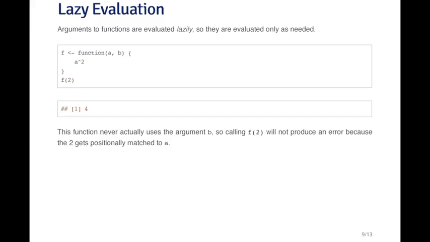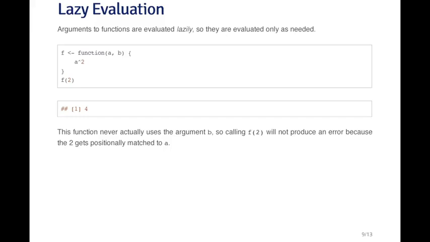So one of the key features of the R language is what's called lazy evaluation. Lazy evaluation is a common model in a variety of programming languages. And the way that it works is that all the arguments to a function are only evaluated as they're needed. So, for example, if you take a look at this function over here, you can see it takes two arguments, a and b. But the body of the function only does one thing. It takes a and squares it and then returns it.